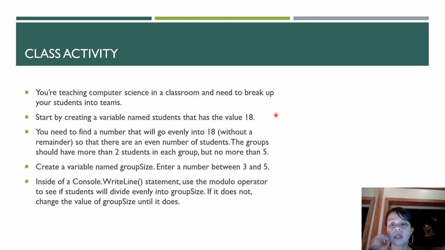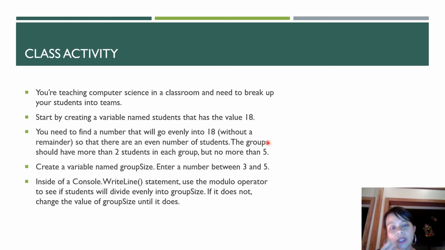All right, so let's do our class activity. Let's say you're teaching computer science in a classroom and you need to break up your students into teams. So you can start by creating a variable named student that has a value of 18. Okay, so this would be an integer. So you need to find a number that will go evenly into 18 without a remainder. Okay, so you don't want a remainder, so that there are an even number of students.